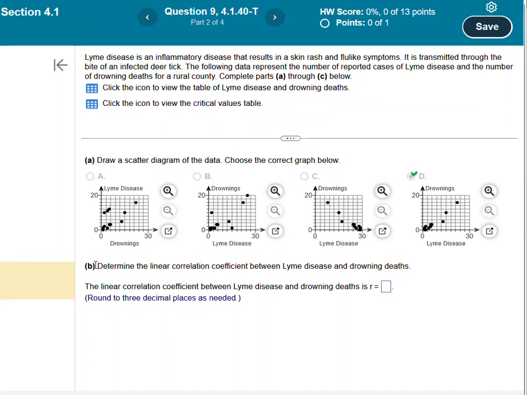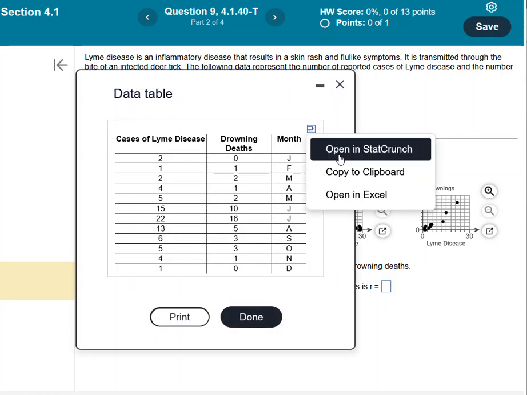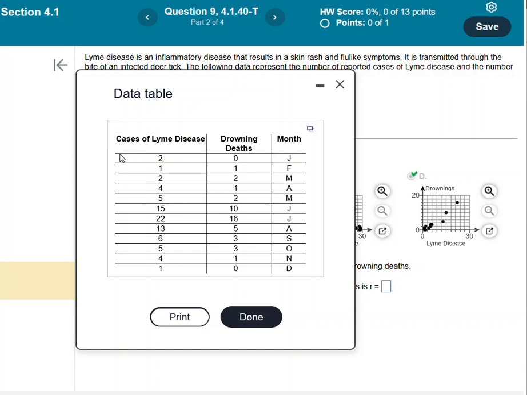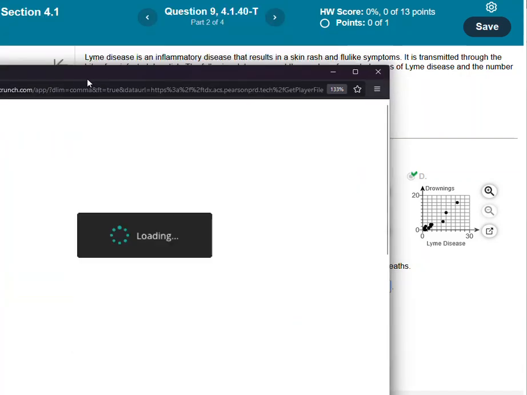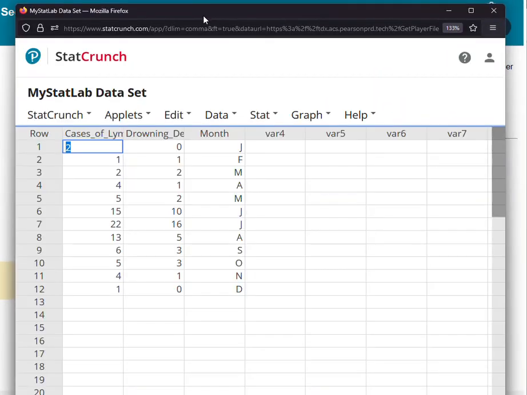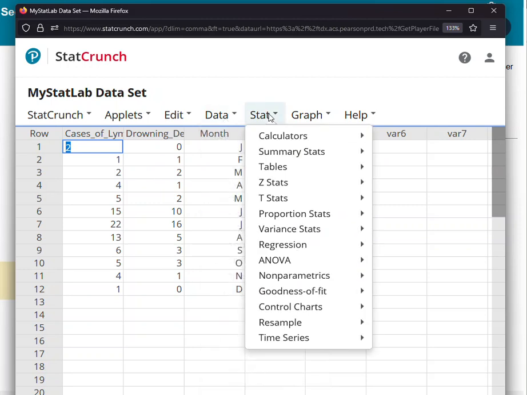Next task, determine the linear correlation coefficient, also known as the Pearson correlation coefficient, between Lyme disease and drowning deaths. And again, I'm going to want to open up the data and open it in StatCrunch. Of course, you can do this using Excel if you like, but it works a bit differently, and you can always ask me how to do that if you're working on it in Excel or some other software after class.